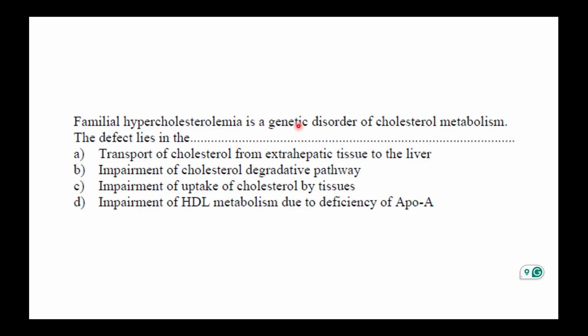Familial hypercholesterolemia is a genetic disorder of cholesterol metabolism, and the defect lies in the option A, transport of cholesterol from extrahepatic tissue to liver. Option B, impairment of cholesterol degradative pathway. Option C, impairment of uptake of cholesterol by the tissues. And option D, impairment of HDL metabolism due to deficiency of ApoA.